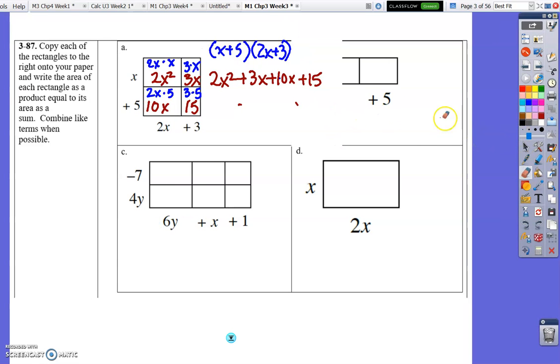And so then we're going to combine our like terms. It says combine like terms when possible, and these two are our like terms. And so my final answer is 2x squared plus 13x plus 15. And my plus signs and my x squareds keep running together. So there. And so that's it. That's the whole process.